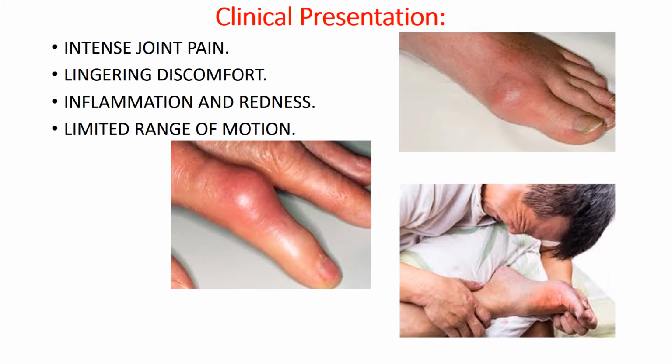Now about the clinical presentation of gout. The signs and symptoms of gout almost always occur suddenly and often at night, making the person wake up from his bed. They include intense joint pain. Gout usually affects the large joint of your big toe, but it can occur in any joint. Other commonly affected joints include the ankles, knees, elbows, wrists, and fingers.